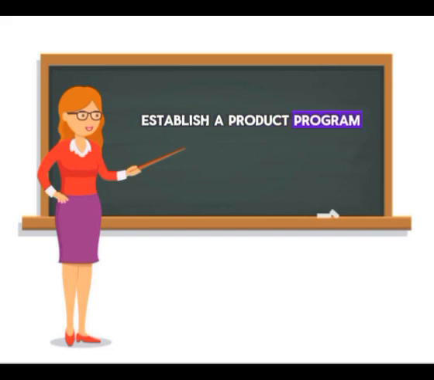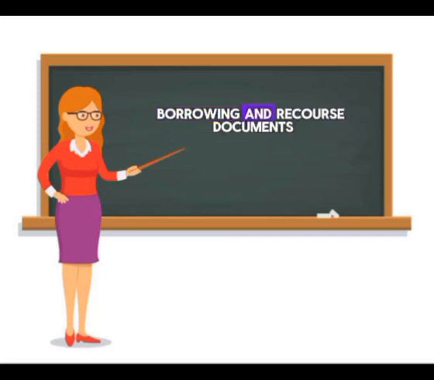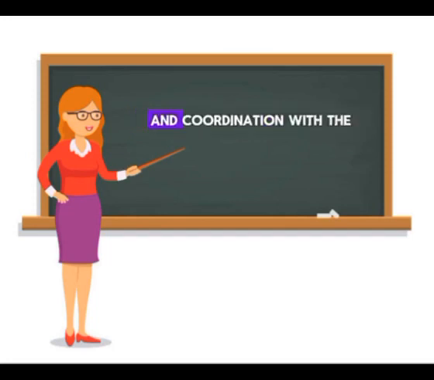Establish a product program and an efficient management information system, MIS. Develop recovery procedures for delinquent consumer financing facilities. Become a member of at least one Consumer Credit Information Bureau. Impart ongoing training to staff. Prepare standardized borrowing and recourse documents. Establish a common glossary of terms in coordination with the industry.